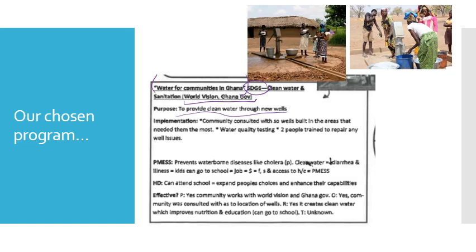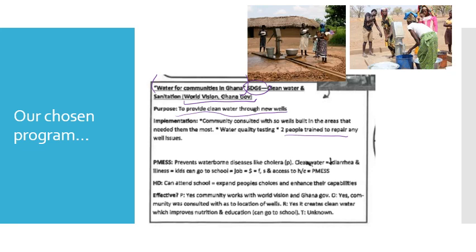Some features of this program are that the community was consulted to have their say about where the wells would be built, so they could be built in areas that needed them the most. And they also trained 2 people to repair any well issues, so it really empowered those people as well. And they started a fund as well so that the community can chip in and pay for any repairs that need to happen, which is awesome.